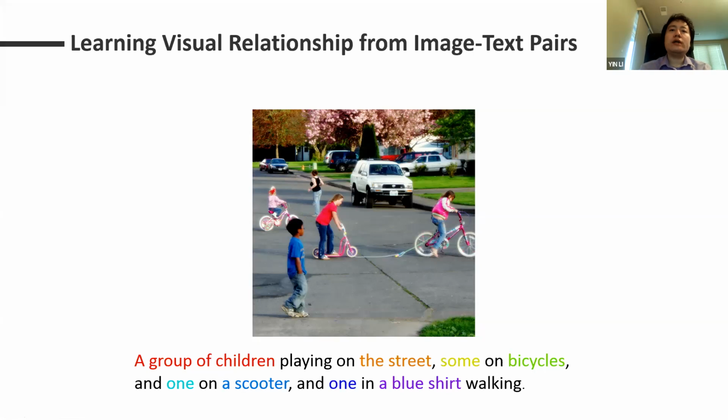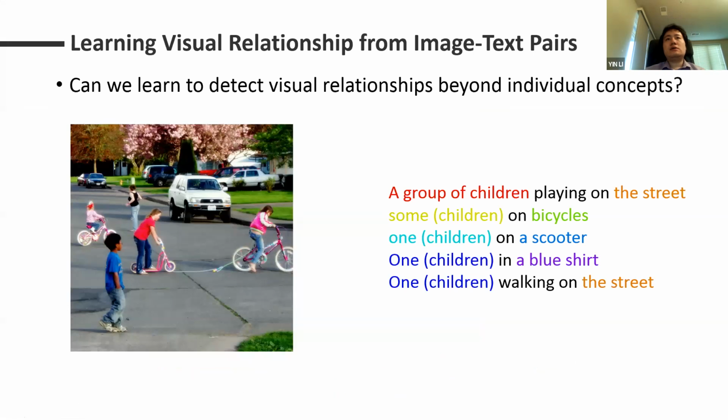For example, we have all these predicates here, like a group of children playing on the street, and then some on bikes and some on scooters, and working. So what if we further parse these sentences into subject, object, and predicate? This SVO triplet, subject, predicate, and object, encodes some sort of knowledge within this sentence. So we can decompose that sentence into a number of triplets.